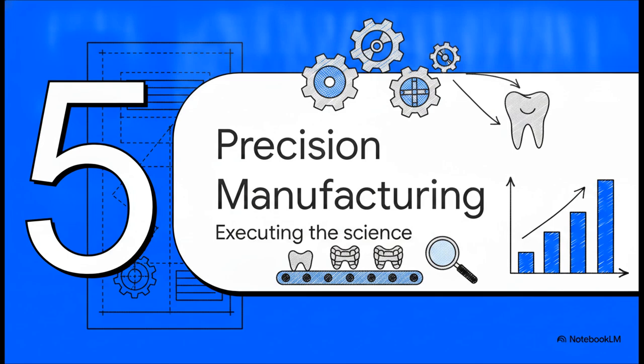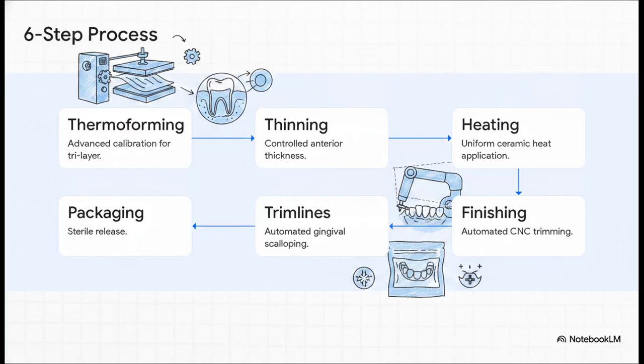But great material science only matters if it's executed well. Let's transition to our final section, precision manufacturing and planning. To make sure those materials actually perform in the mouth, ClearPath uses a highly controlled 6-step manufacturing process inside their advanced drop license facility. It's a really incredible linear journey.